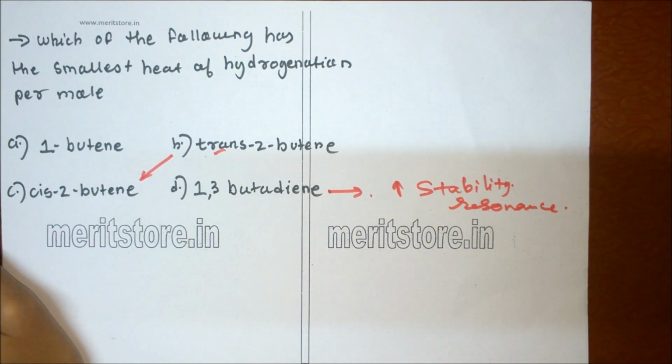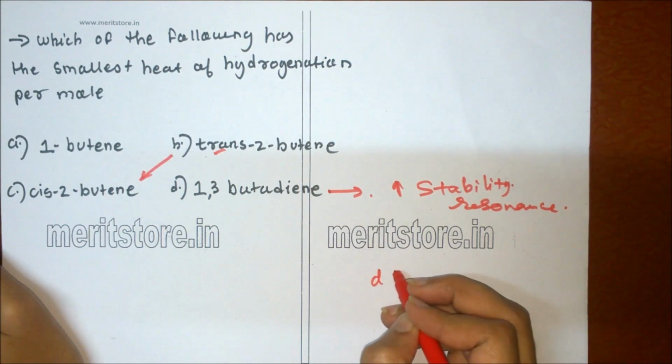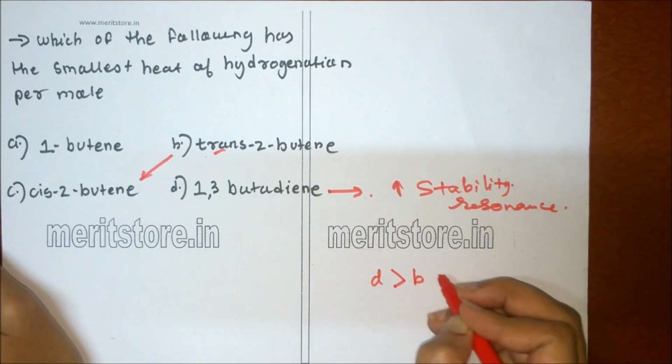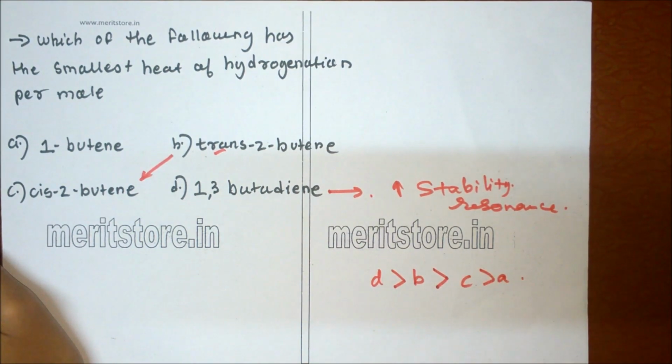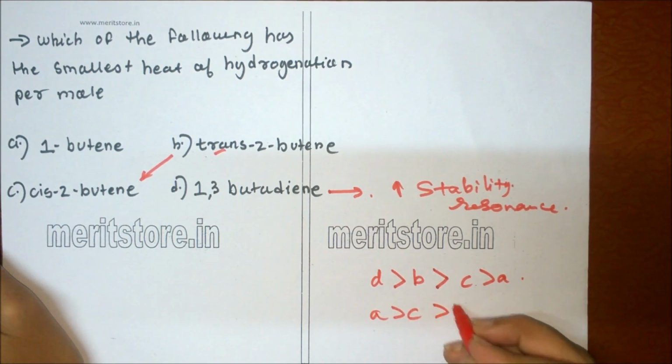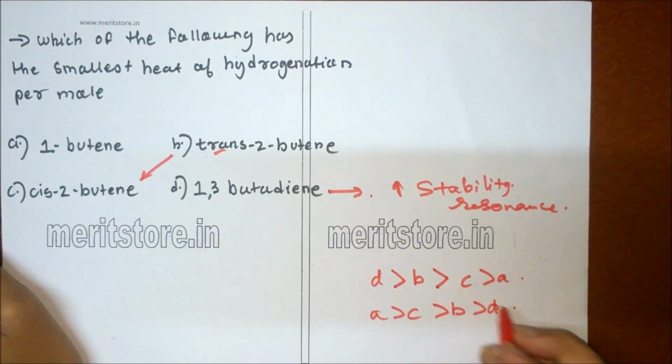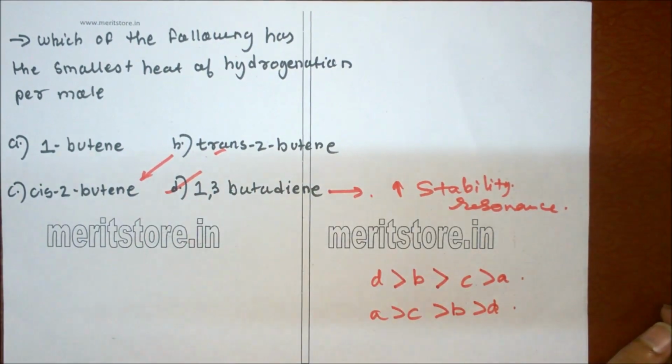Resonance is more powerful than hyperconjugation. So the order of stability will be D, B, C, then A, and the heat of hydrogenation will be A, C, B, and D. So option D is the correct answer.